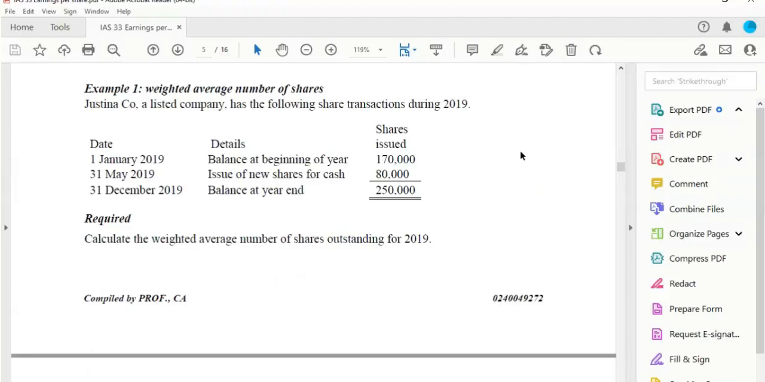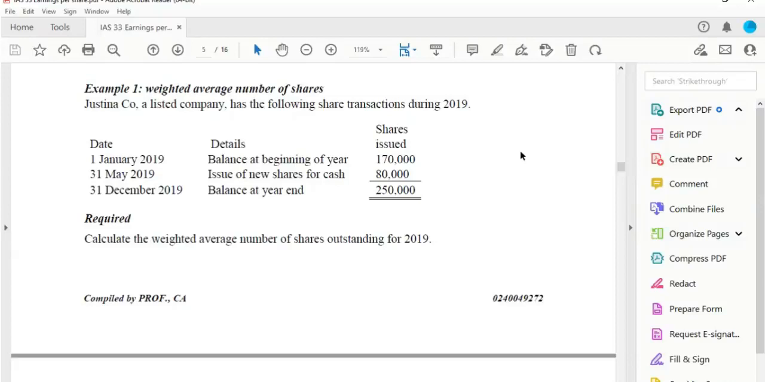Okay, so example 1, weighted average number of shares. Justina Co., a listed company, has the following share transactions during 2019. On 1st January 2019, the balance at the beginning of the year is 170,000 shares issued. 31st May 2019, issue of new shares for cash, 80,000. 31st December 2019, so at the end of the year, 250,000 shares. Calculate the weighted average number of shares outstanding for 2019.